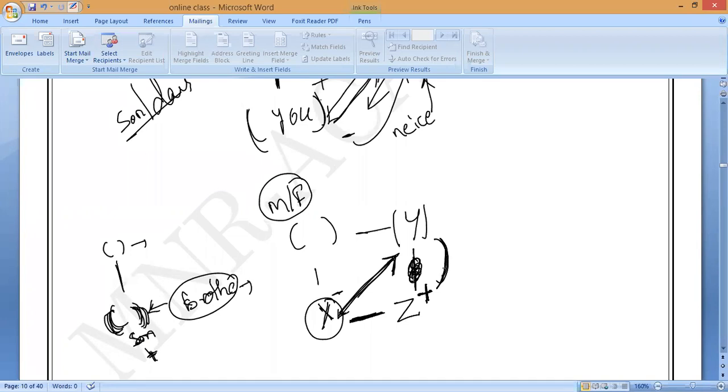Y and Z. Your niece's brother is your nephew, correct? Do you understand? Suppose you are female, your brother is male. So male means nephew. Nephew of Y.